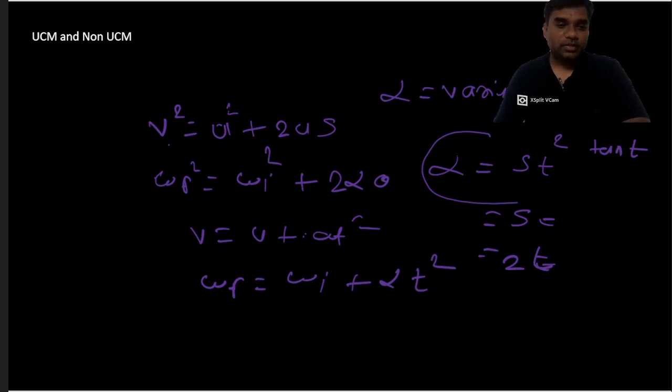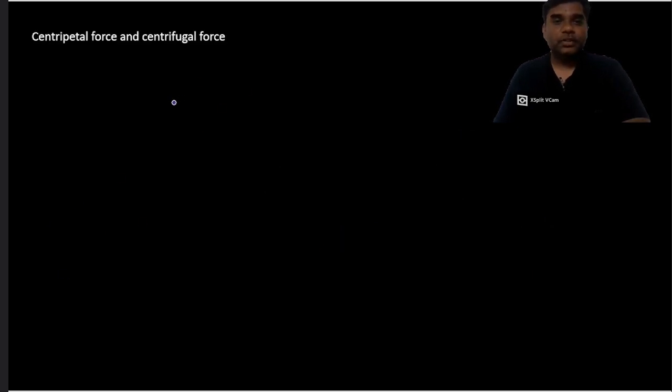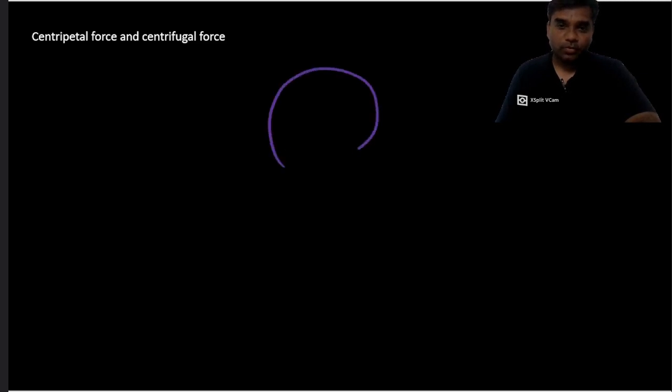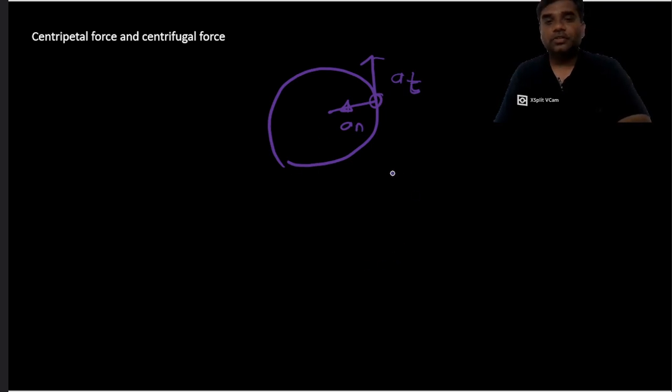Okay, see next, centripetal force and centrifugal force. When a body travels in a circular path, as we already discussed, something holds that body on that particular path. So this is a body traveling with tangential acceleration at and normal acceleration an, having mass.